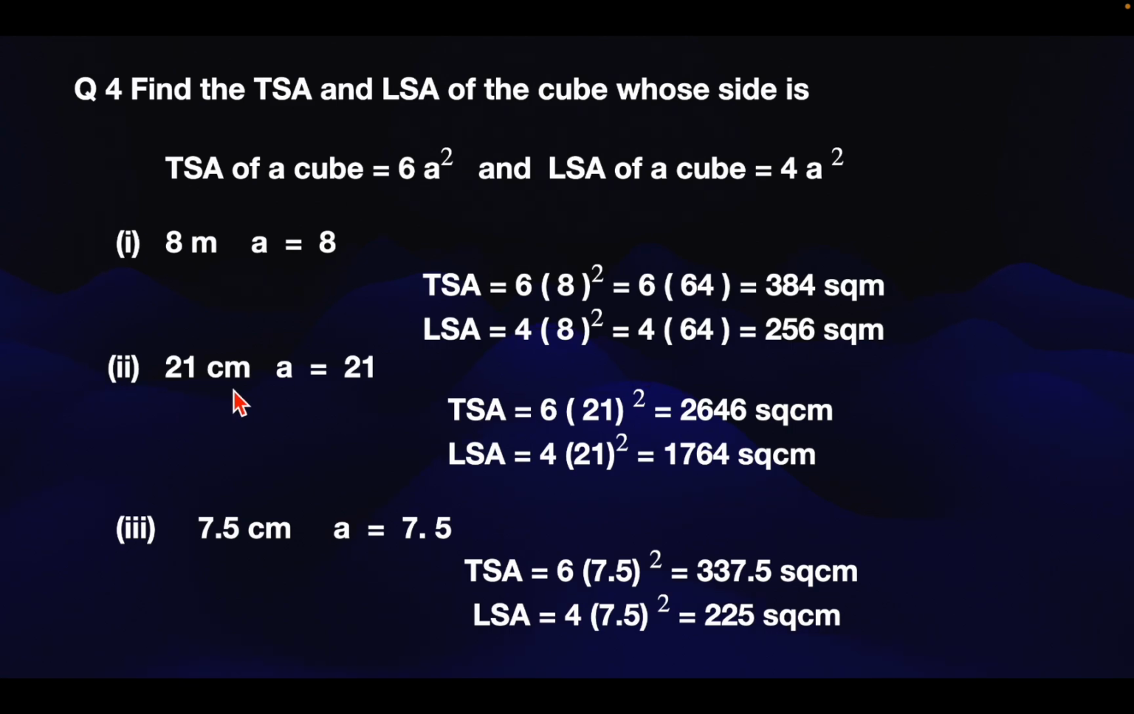Second sum, 21 centimeter. Here the value of a is 21. Substitute in this formula 6 into a square, 21 square. You get 2646 square centimeter. LSA is 4 into 21 square, that is 1764 square centimeter. In the last sum, a is 7.5. Similarly, write down for TSA, 6 into 7.5 whole square is equal to 337.5 square centimeter. LSA is 4 into 7.5 whole square is equal to 225 square centimeter.